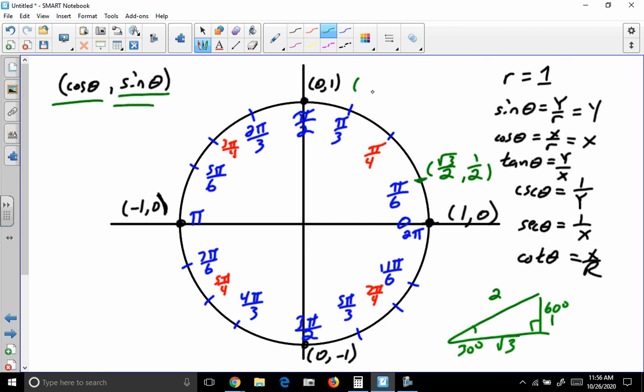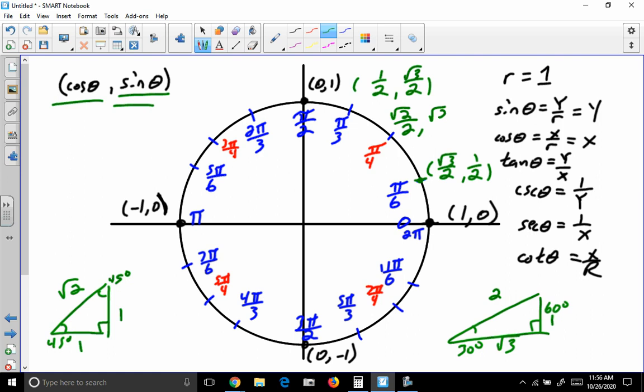If we go to 60 degrees, cosine is 1 over 2, and sine is opposite over hypotenuse, so root 3 over 2. If we look at a 45, 45, 90 triangle, our sides are 1, 1, and root 2. Cosine is adjacent over hypotenuse, 1 over root 2, which simplifies to root 2 over 2. Sine is opposite over hypotenuse, which simplifies to the same thing.